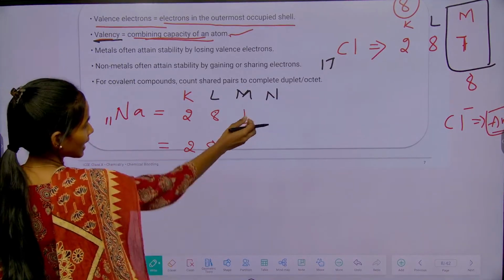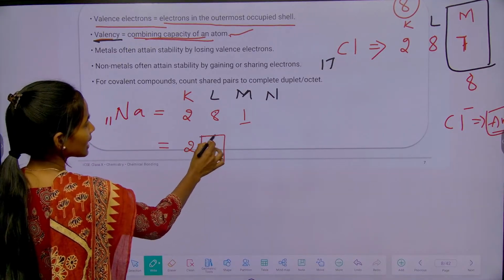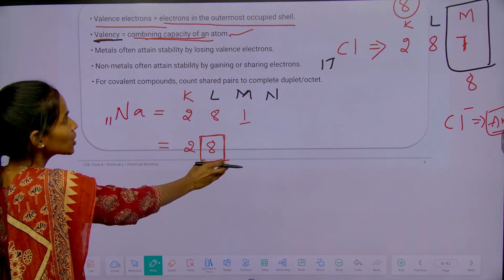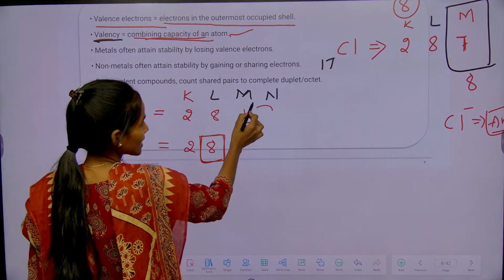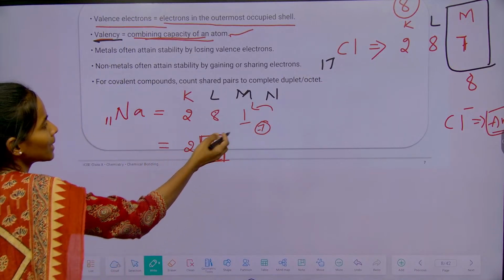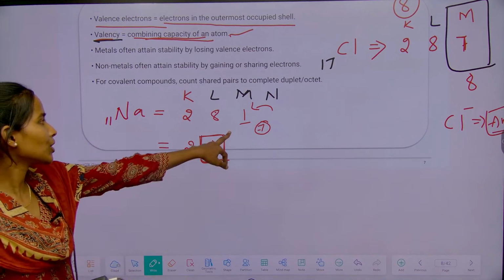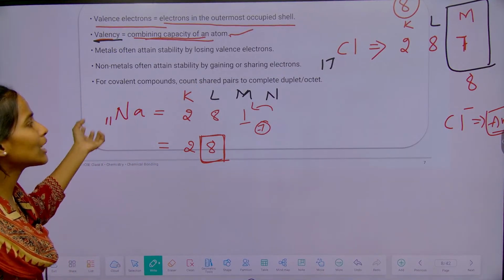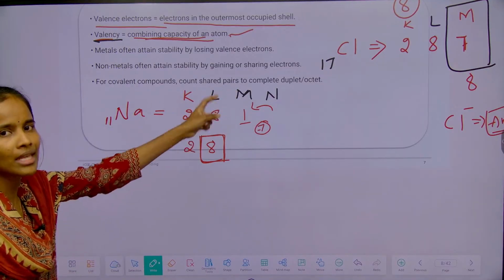So by losing one electron, L shell will be the outermost shell. Now the valence octet configuration is satisfied. In the last shell there are 8 electrons, so it is stable now by losing one electron. If we were to gain 7 electrons to satisfy the octet configuration, it is very hard. Gaining 7 electrons is very difficult compared to the loss of one electron. So generally all the metals are ready to lose the electrons in order to satisfy the octet rule.